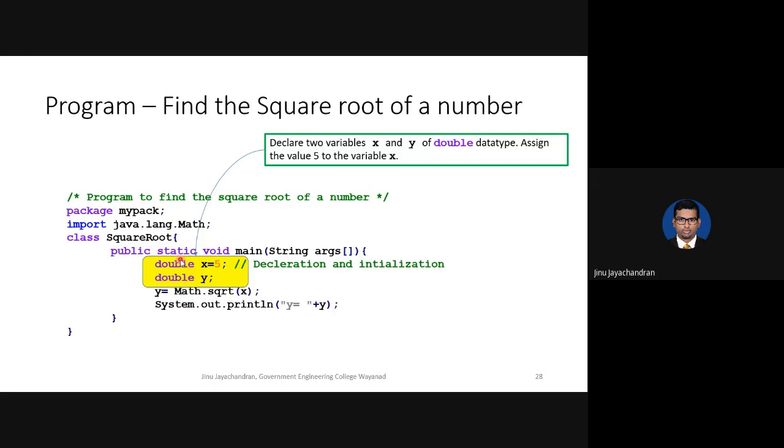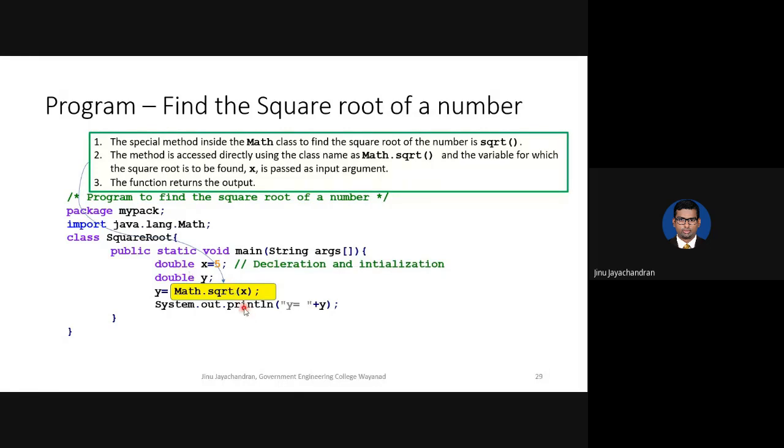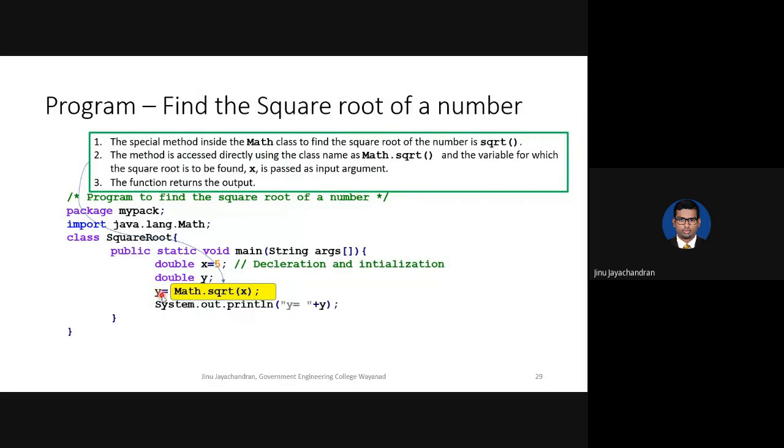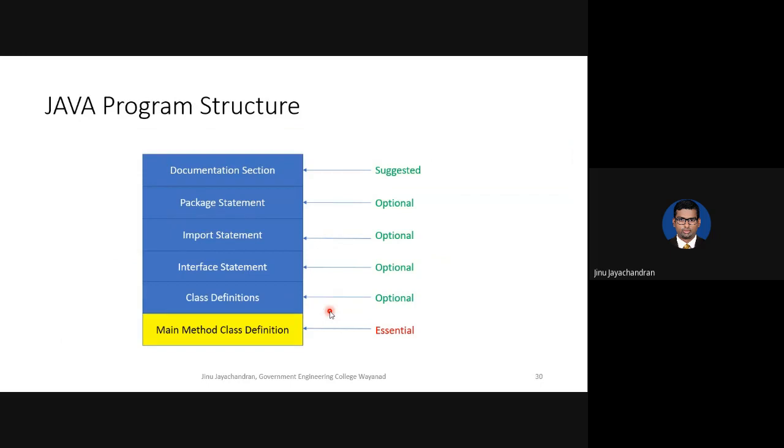So you can declare two variables x and y. The variable type is double. Double is basically a float variable. Okay. And then you access the sqrt function from the math class using math.sqrt. If you put x as an argument to it, the output y will be the square root of x. Okay, so whatever you get in y, that will be the square root of x. And you can just say system.out.println y is equal to plus y, which will give you the value of y. Okay, so this is basically a Java program structure.